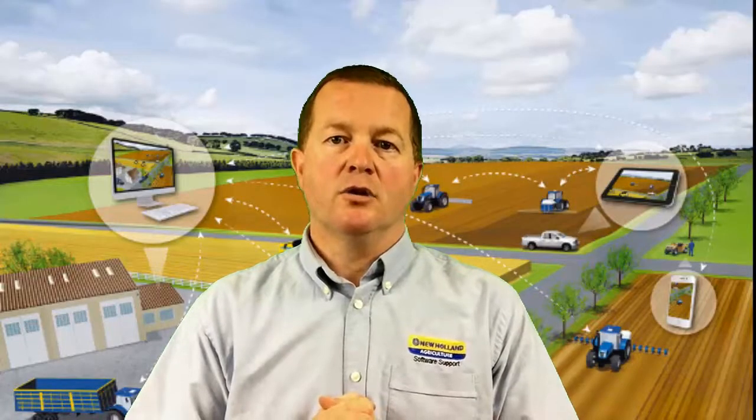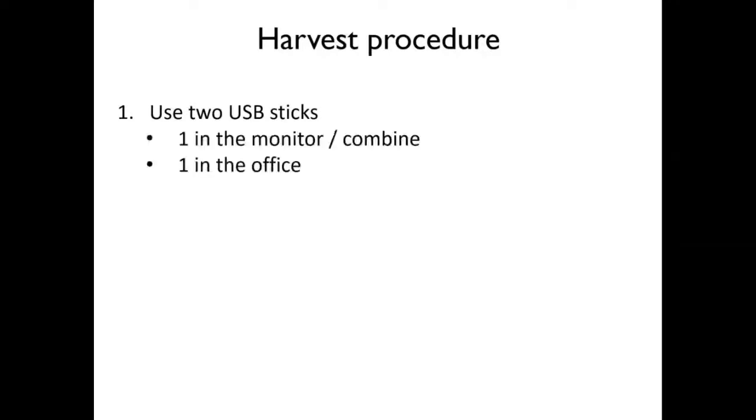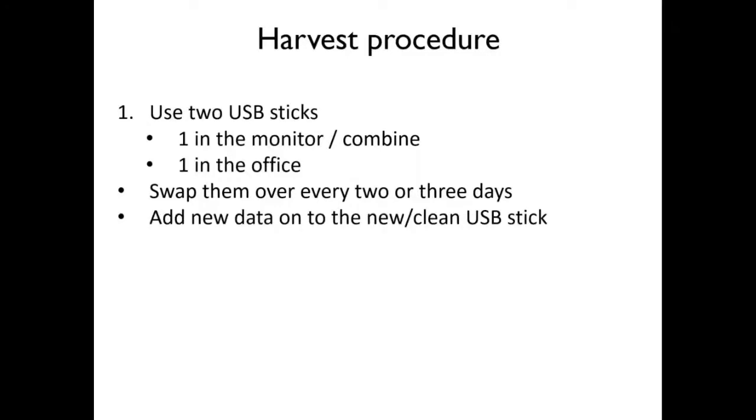When collecting your yield data, how about using 2 USB sticks, one in the monitor and one in the office? At the end of the day, swap the one that was in the monitor with the blank one from the office and record the next lot of yield data onto the new stick. You can do this every few days.